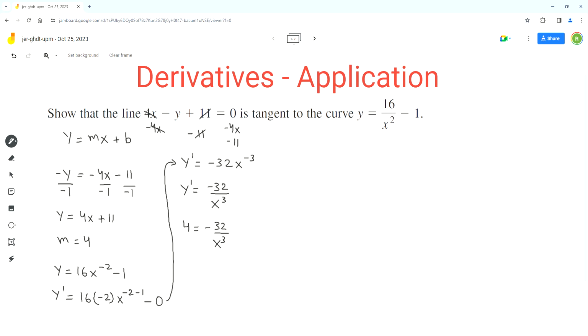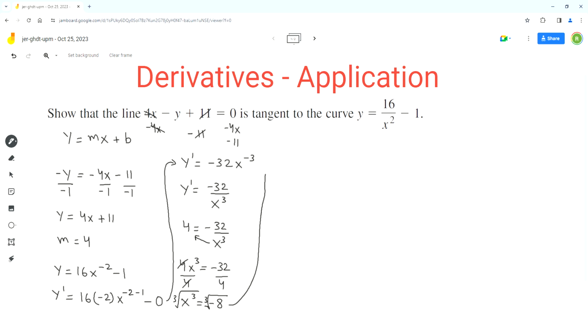So the first step is to cross multiply x cubed to the left side. So we get 4x cubed equals negative 32. And now we can divide both sides by 4. So the 4s on the left side cancel each other out. So we get x cubed equals negative 8. And now we can change x cubed to x by applying cube root to both sides.